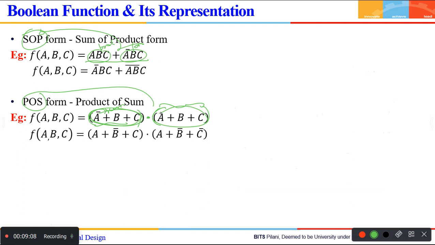So the sum of products can also be called a sum of min terms, and here we can call this a product of max terms. These terms are given names. Have you understood this? Okay.